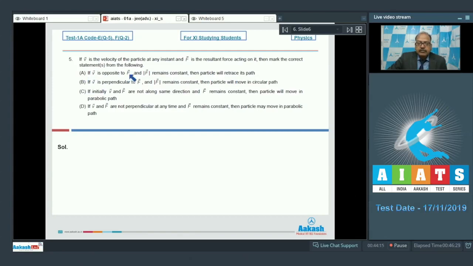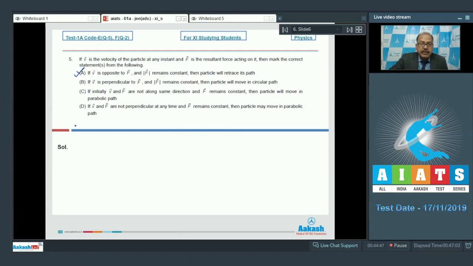Well, if the resultant force is opposite to velocity and its magnitude remains constant, then it's very clear that the particle will retrace its path. Its velocity will at some time become 0, and after that it will start retracing its path. So option A is correct.